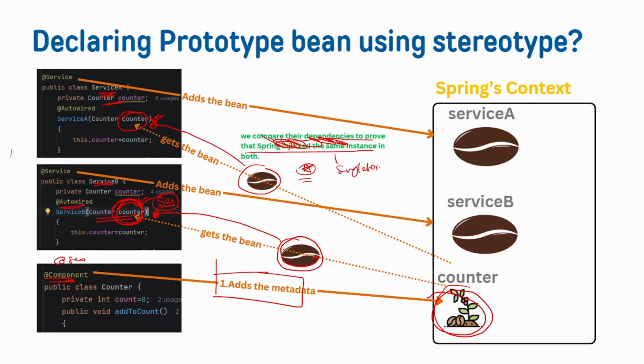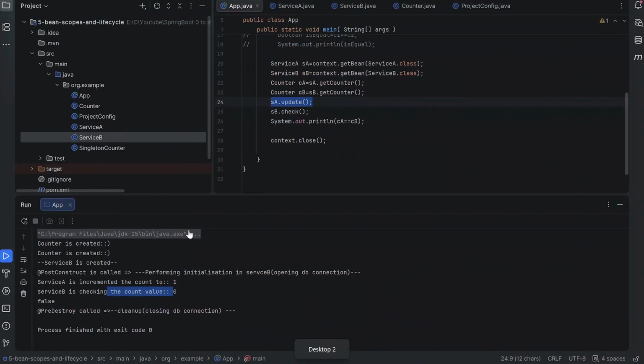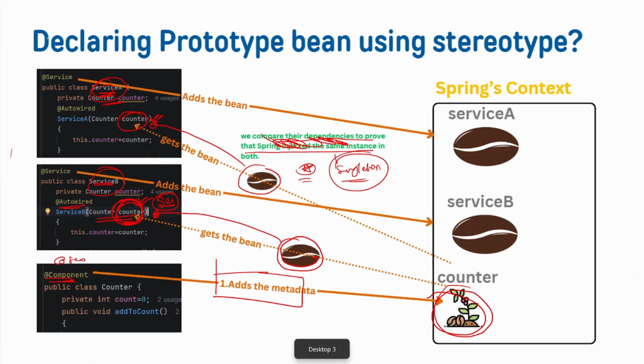In the Singleton scope, the same instance is injected in both places, but in the case of prototype scope, different instances are injected in both services. That's why here we are getting false, and here we updated the counter of service A and its counter is incremented to 1, but if we check the counter of service B, it's still 0. So that's the case. This is the way we declare the prototype bean using the stereotype annotations.